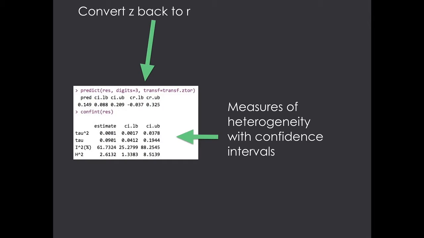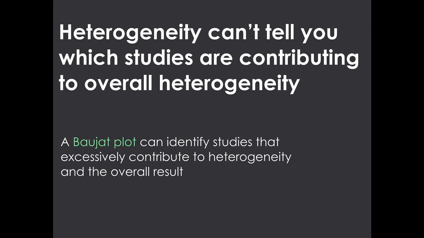Now, what we're going to be doing next is converting Fisher Z back to R, so it's much easier to interpret. And by doing that, our final predictor is that the summary effect size, or the summary Pearson's R, is 0.15. And below that, we have measures of heterogeneity with confidence intervals.